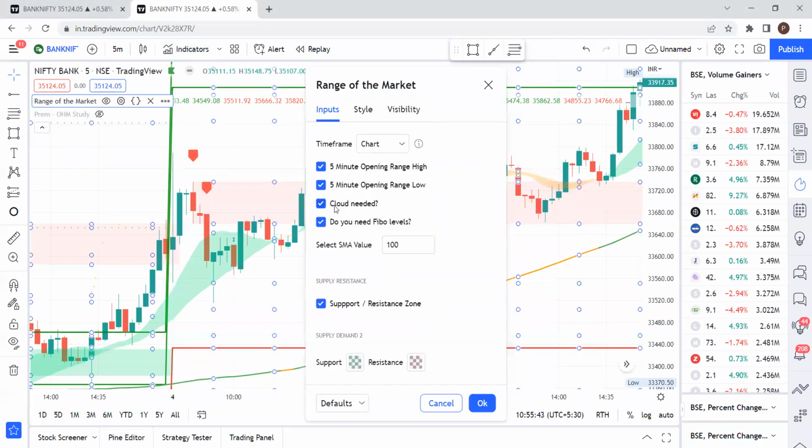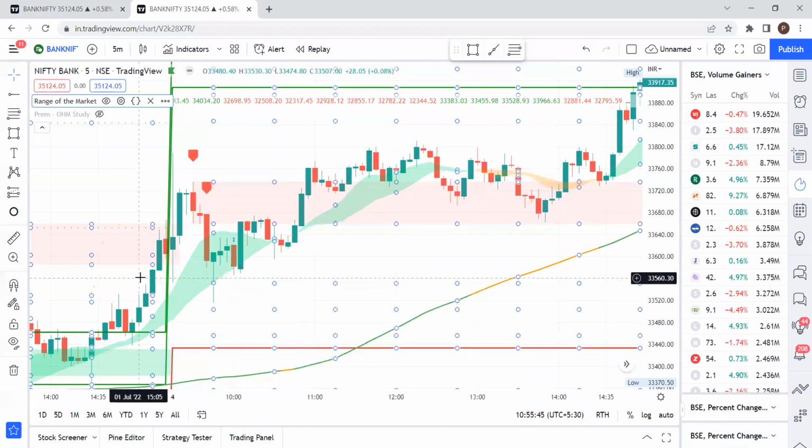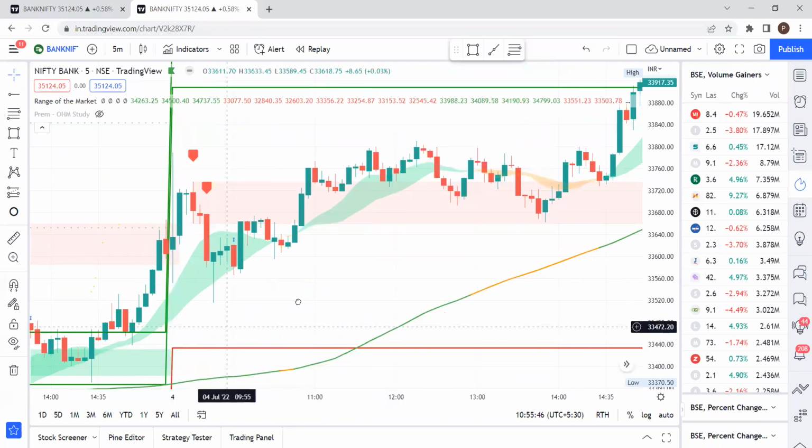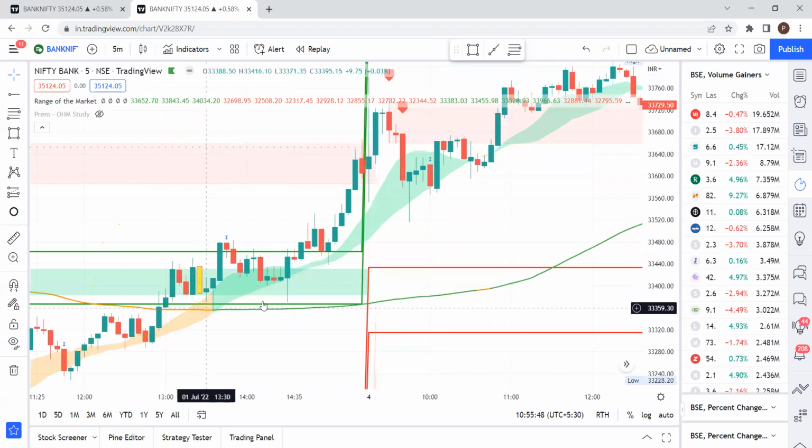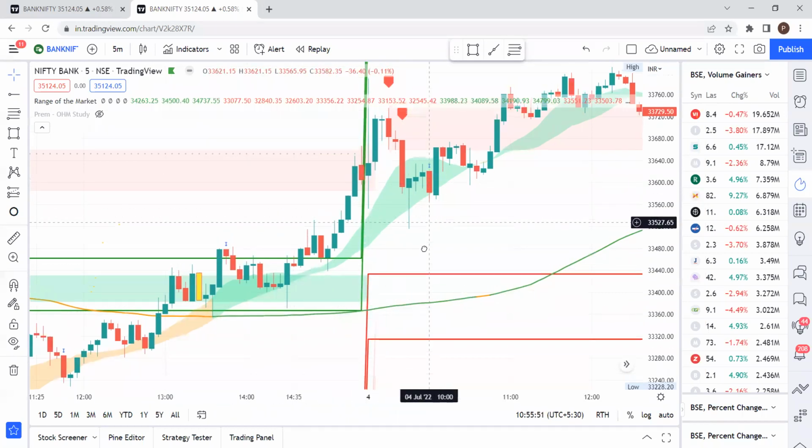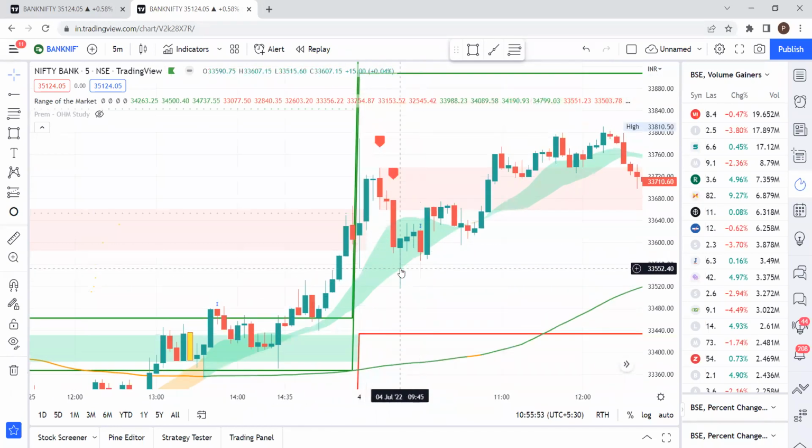So you have a cloud, right? We have a cloud here. So this is a cloud. It will take support all the way till the bottom. Till here, it will take support. You have to wait till the area is broken for a complete sell.